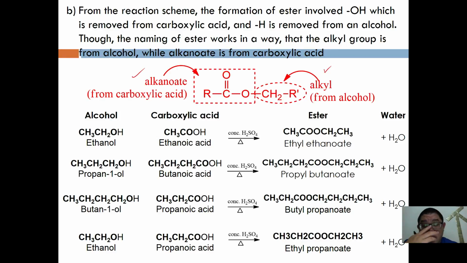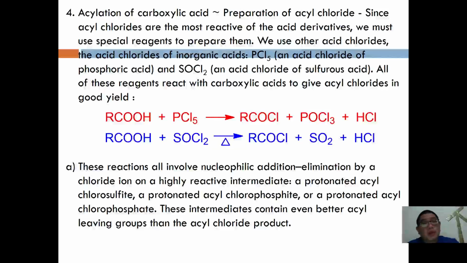For example, if you have ethanol react with ethanoic acid, you form ethyl ethanoate plus water. If propan-1-ol reacts with butanoic acid, you form propyl butanoate plus water. If you have butan-1-ol react with propanoic acid, you form butyl propanoate. Ethanol reacts with propanoic acid to form ethyl propanoate plus water. So these are a few examples of the esterification reactions. We are going to have a look at more of it later when we come to esters.